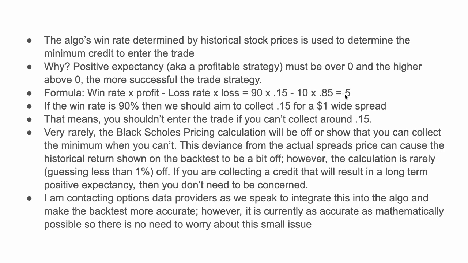If so, then it doesn't matter what you're doing or what the Black-Scholes pricing model is pricing it at. If you can have a positive long-term expectancy, you're going to make money with this program, and that's how this algo works. So if you're collecting a credit that will result in a long-term positive expectancy, then like I said, you don't need to be concerned. I am currently contacting options data providers as we speak to integrate this into the algo and make the backtest more accurate. However, it is currently as accurate as mathematically possible, so there's no need to worry.